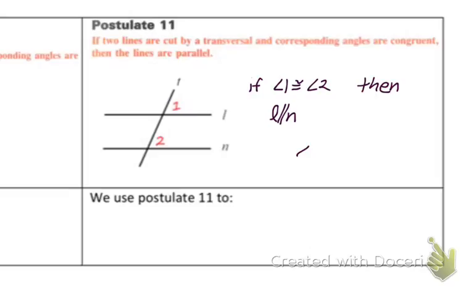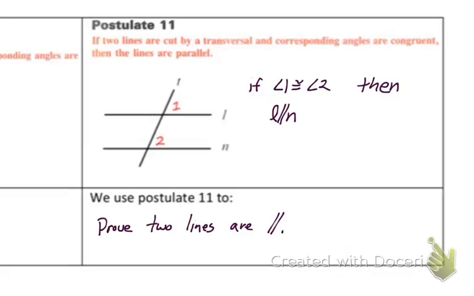So we use postulate 11 to prove two lines are parallel. Now that's big, because we can now go both directions. I can either say two things are parallel, and we can say corresponding angles are congruent, or I can just tell you these things are congruent, and you could say, hey, then I know they're parallel. So we can go both directions with it using either postulate 10 or postulate 11.